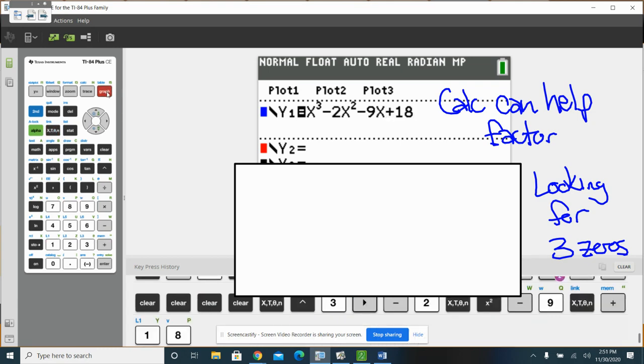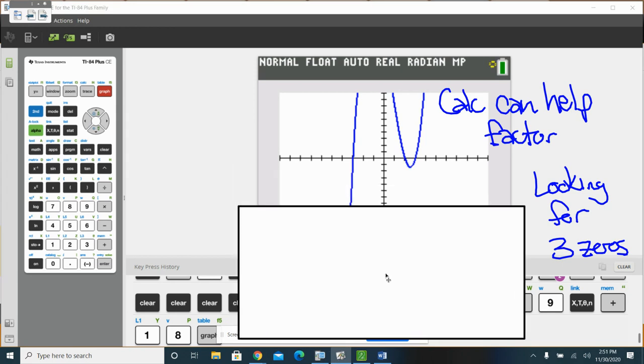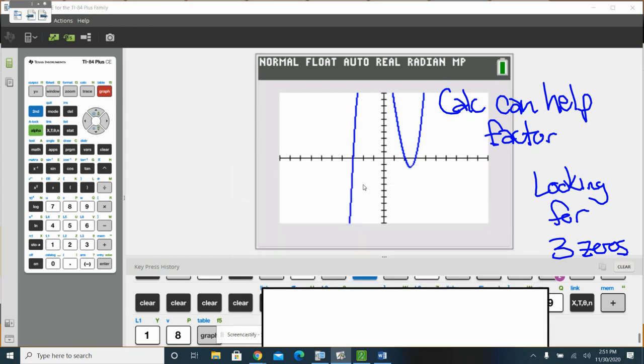If you hit graph, you know it's going to be a snake, baby. And I don't need to see the whole graph because I see everything I need. I see those 3 zeros. Now, how can I find them? You can do second calculate 0. But these kind of look like they're nice.